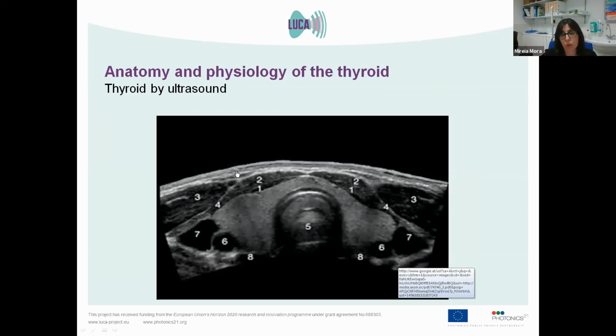The main tool that we have to study the thyroid in a morphological way is the ultrasound. And this is the image that we have of the thyroid by ultrasound in a transverse way, similar to the one that we have seen in the previous slide. Here we have the skin, the adipose tissue, the muscle structures, and here we have the thyroid with the right lobe, the isthmus, the left lobe, and here the trachea, which produces a shadow in the image of the ultrasound, and here you can see the vascular structures.